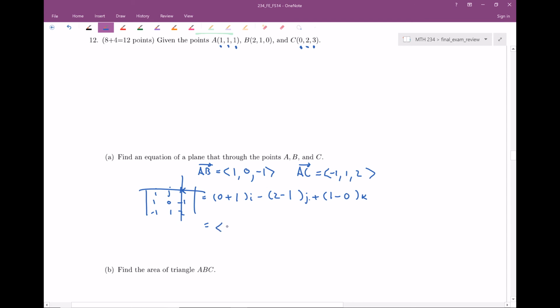So altogether this is going to be 1. Let's see, 2 minus 1 would be 1. Don't forget that negative out there. -1, and then finally 1. So that is a vector that's perpendicular to the plane.